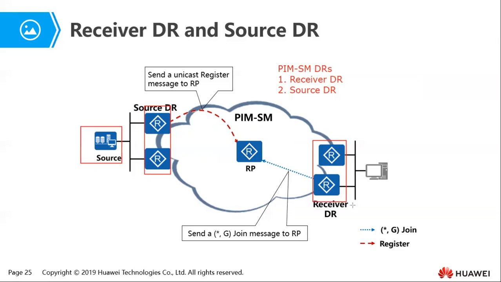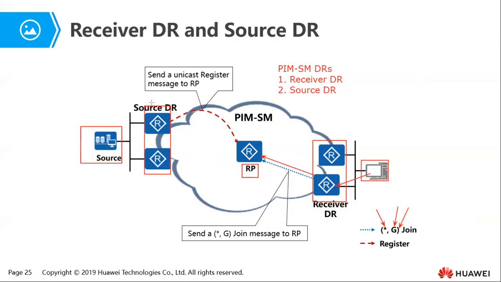Now, generally, in regards to the rendezvous point, the receiver DR, when it receives a report message from the client, saying "I want to join group 1", will send a join message to the rendezvous point. The join message is a *,G, meaning it can be from any source, but I have specified the group I want to join. So that is the purpose of the receiver DR.